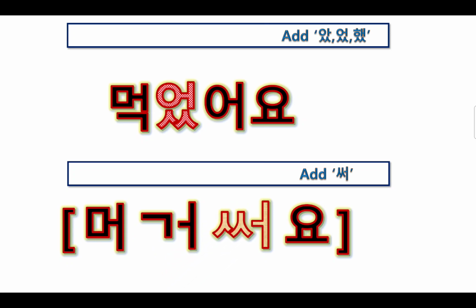Okay, 먹어요 present tense. Past tense 먹었어요. So when you make the past tense, this is really easy. You just put 서 in front of 요. Okay, that is past tense.